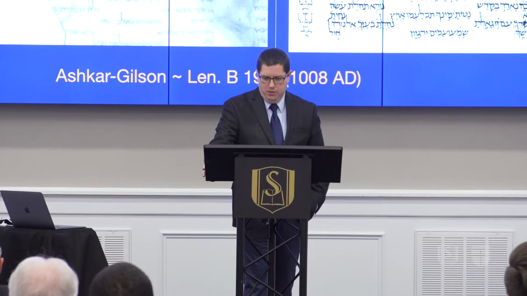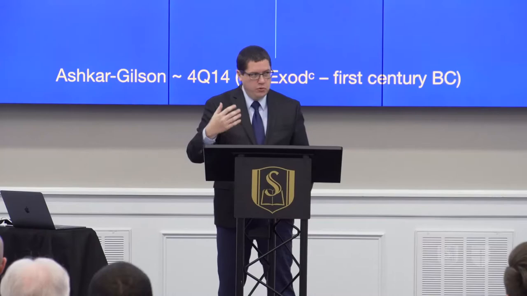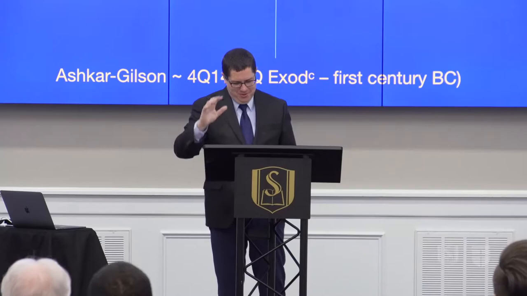You can see that at the end of the Song of the Sea, Dead Sea Scrolls on the right, Ashkar-Gilson on the left, the Qumran manuscript is not following the rigid format that we saw with the MT. Yet, the text itself is still similar. In fact, we call these early texts that are so similar the proto-Masoretic text or Masoretic-text-like manuscripts. But the Dead Sea Scroll time would be before the Masoretic text time frame, so it's a bit anachronistic.